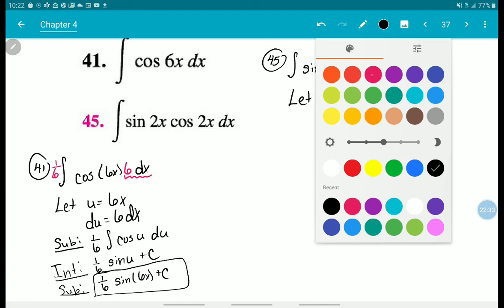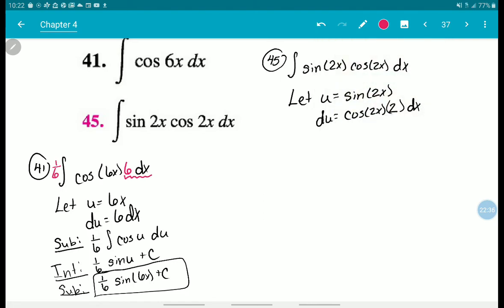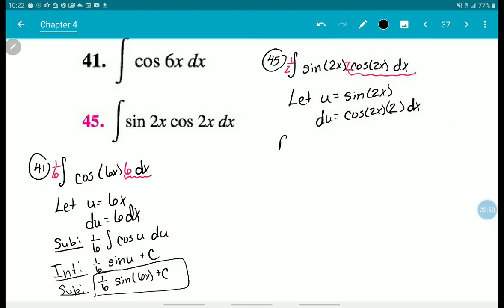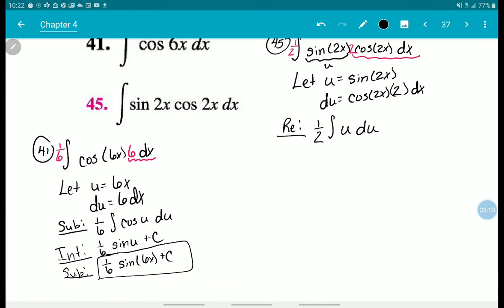So you can see what's going on in this problem. If the sine of 2x is u, then all of this becomes du. However, we're missing the 2. We can multiply it in as long as we compensate with a 1/2. So now if we rewrite this, we're going to be integrating 1/2 integral of u du. Because remember, we called this guy u, and everything else became du.